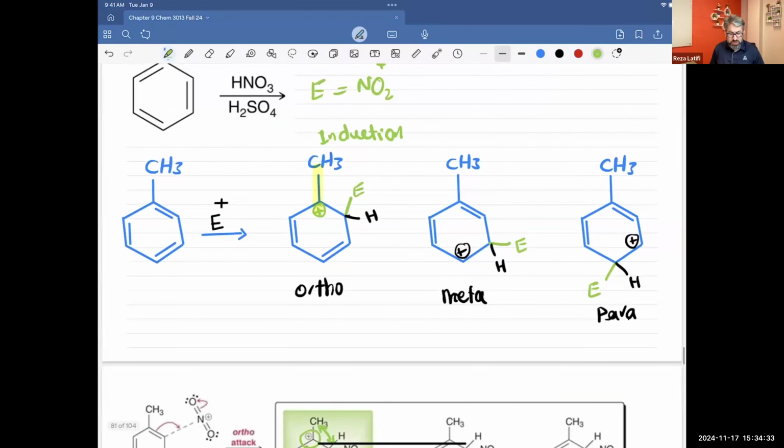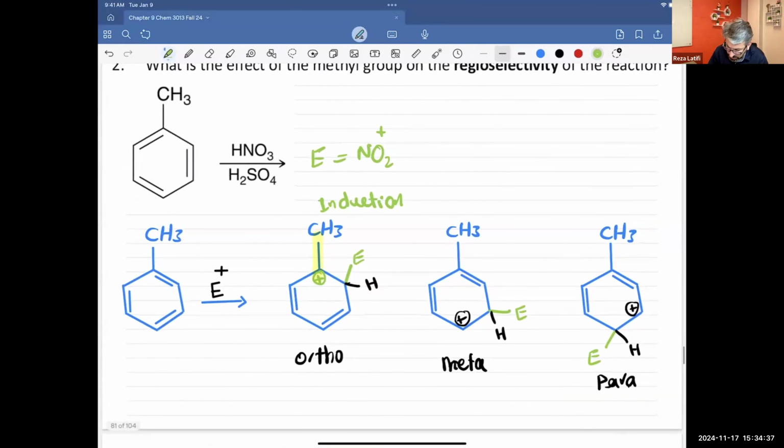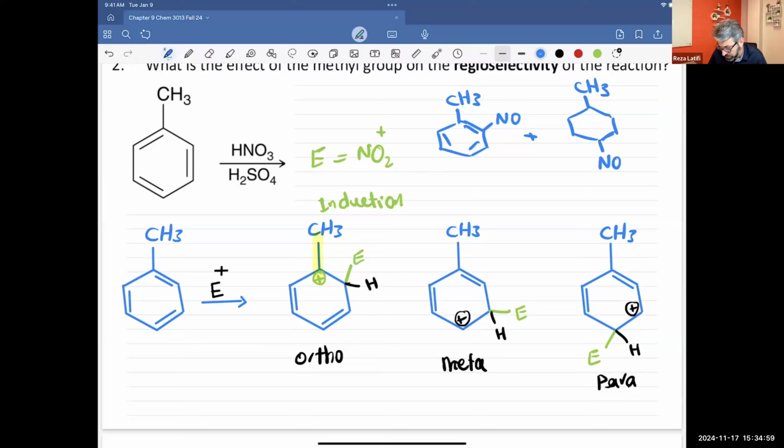So what's the product of this reaction? I'm going to say the product will be this, okay? We will get mainly the ortho plus the para product. This one will be NO2.